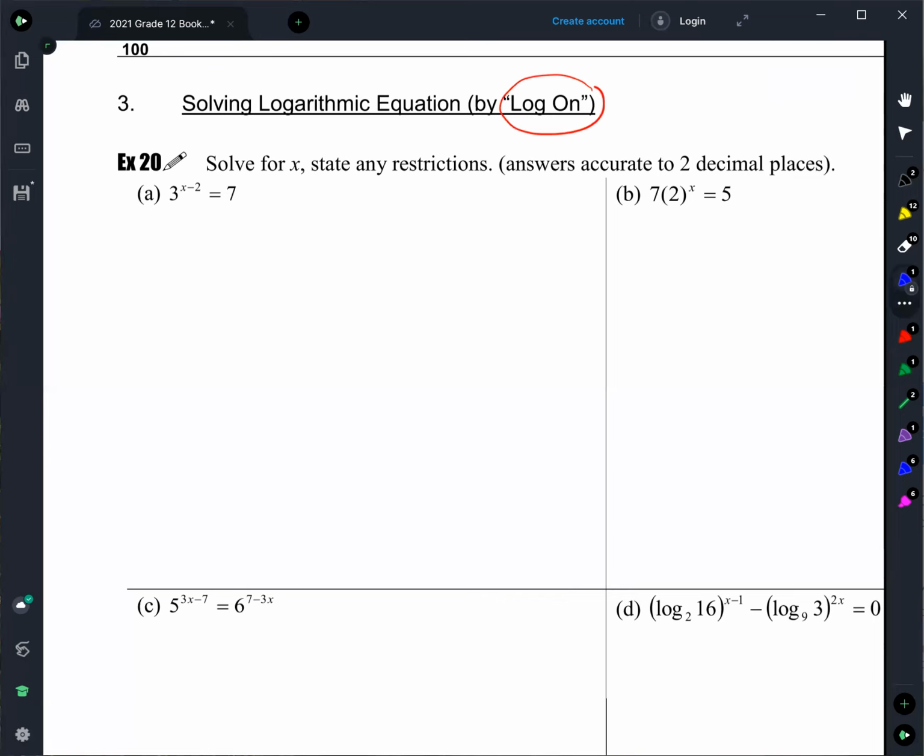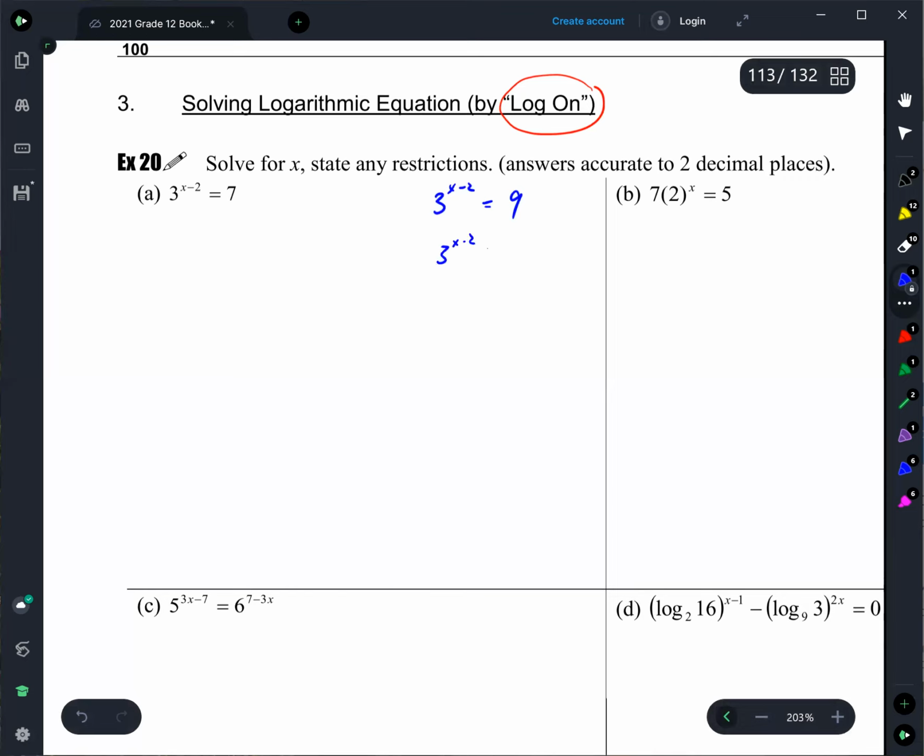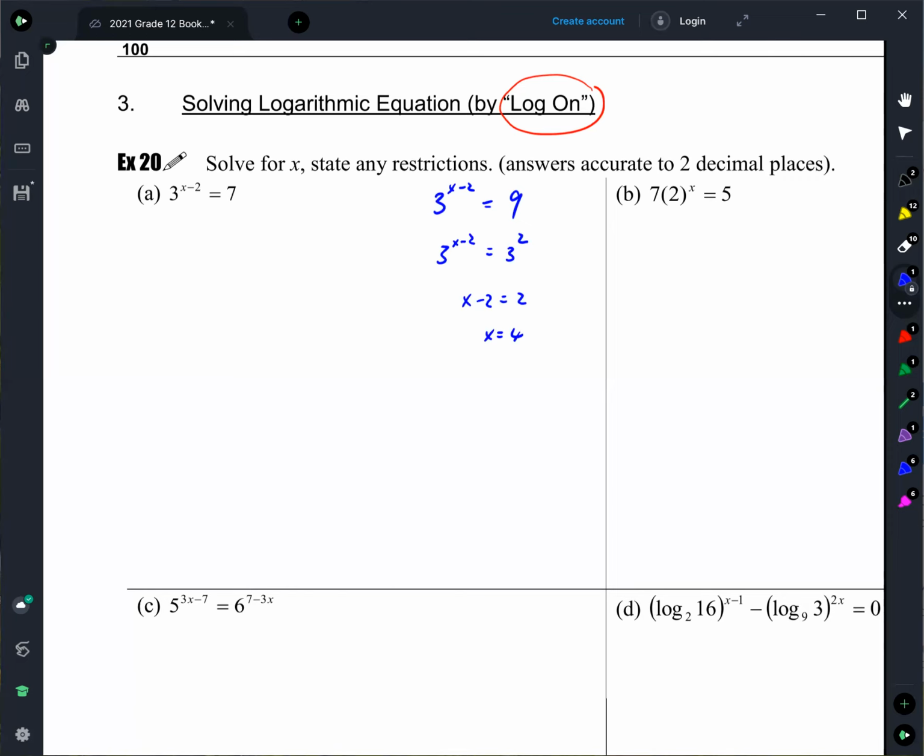This kind of equation, we've seen it before, but before it was able to turn into same base, right? So for example, if you have 3 to the x minus 2 equal to 9, right? 3 and 9, they have a connection, right? Then you can make it into same base, right? 3 squared is 9, and then drop the base, and you get x equal to 4, right? This is something we dealt with before.